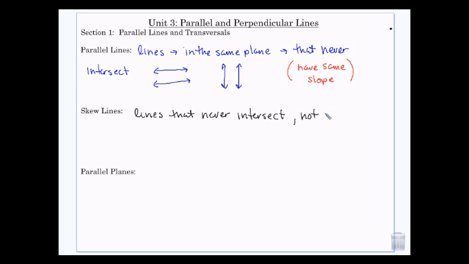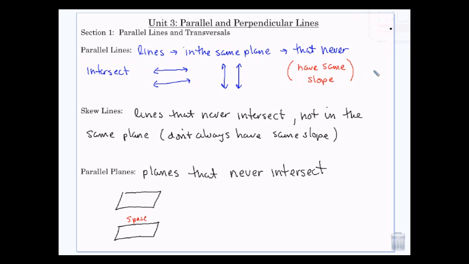But they are not in the same plane. And they don't necessarily have the same slope. They can have the same slope, but they don't have to. Okay, so this one's a little bit strange, and I can't really draw it very well. So what I'm going to do is use markers to show you what I mean.